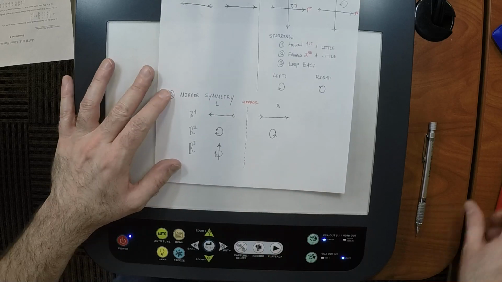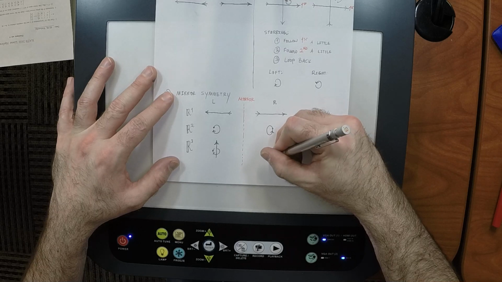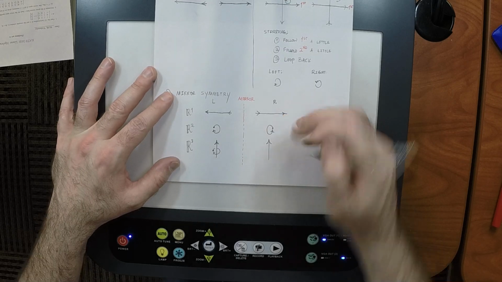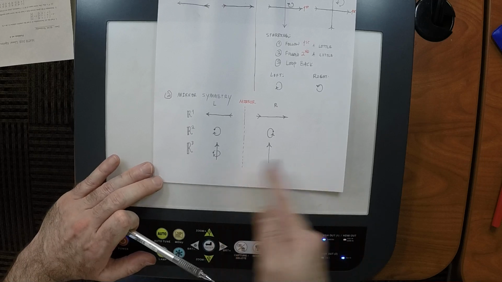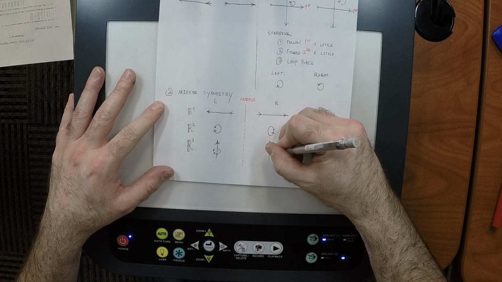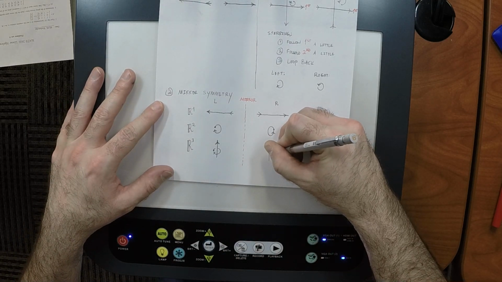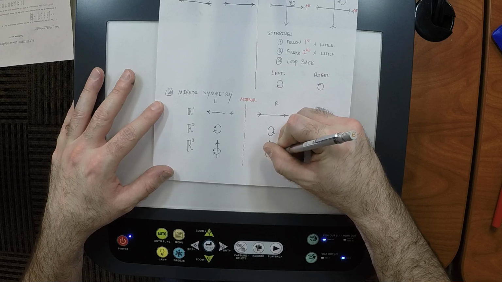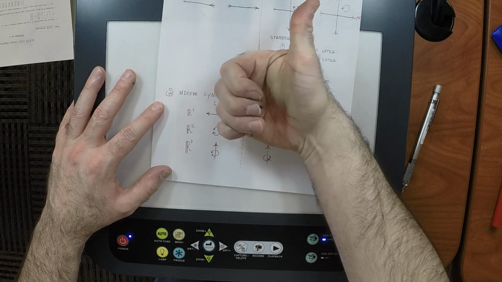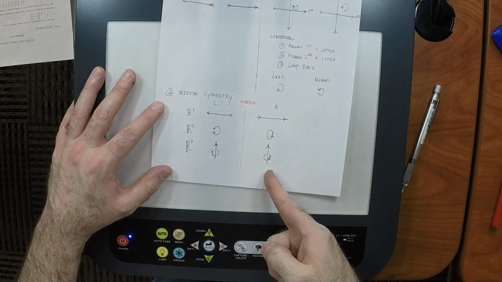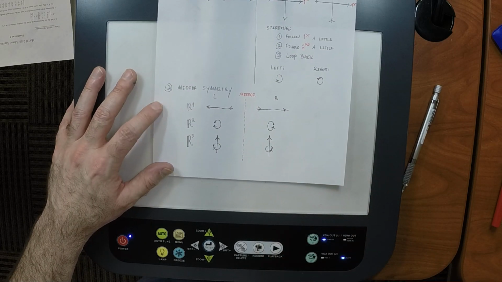And then if you reflect that to the other side, then that arrow is still pointing up. But now, like this, I hold up my right hand and my fingers are in agreement. Okay, interesting.